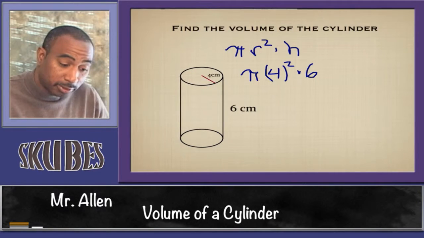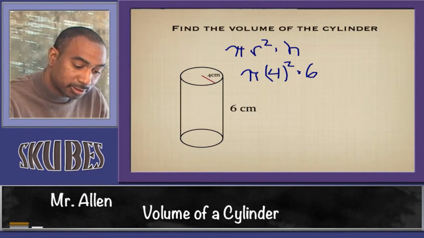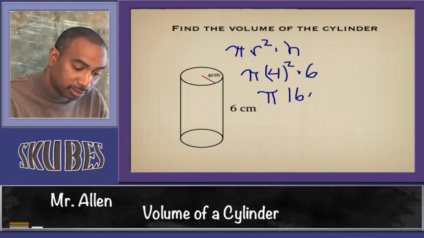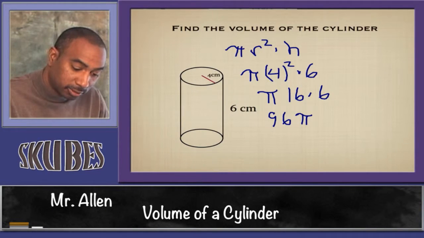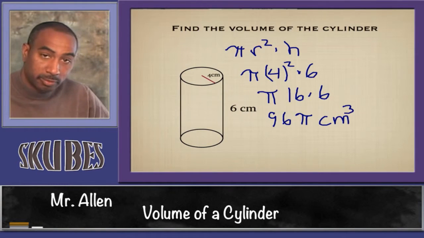Remember order of operations. You have to square first, take care of the exponent. So it's going to be 16 times 6, which gives you 96 pi. And the units are important. This is cubic centimeters, because we're dealing with 3 dimensions.